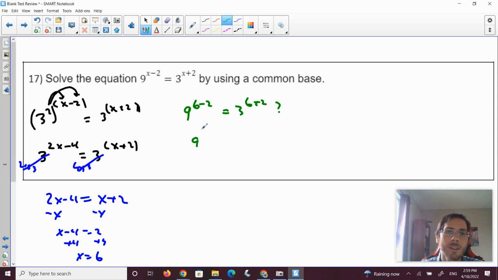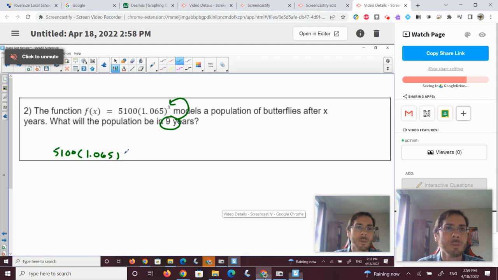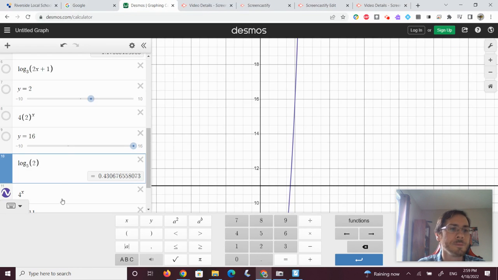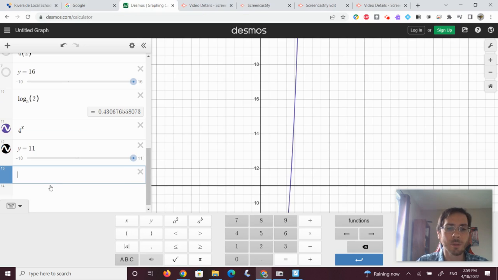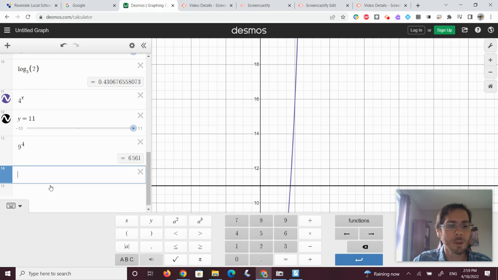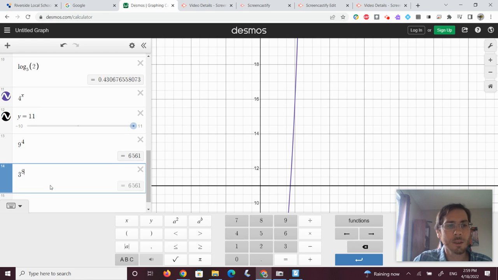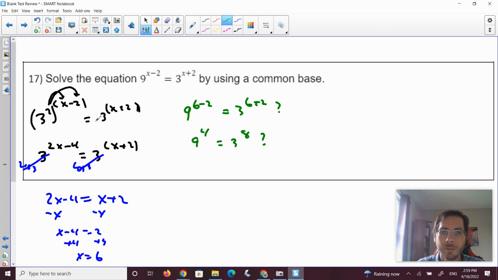So we have to see if 9 to the 4th power is actually equal to 3 to the 8th power. Now, since we are checking, I could just say, yeah, it's true because I know it's true. But since we're checking, we may as well plug them in. 9 to the 4th, 3 to the 8th, and see, okay, yep, 6561 equals 6561. So that's one way to check it.